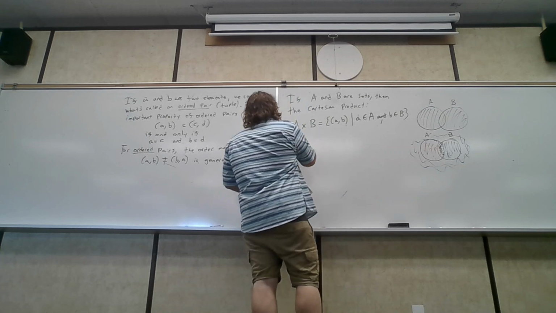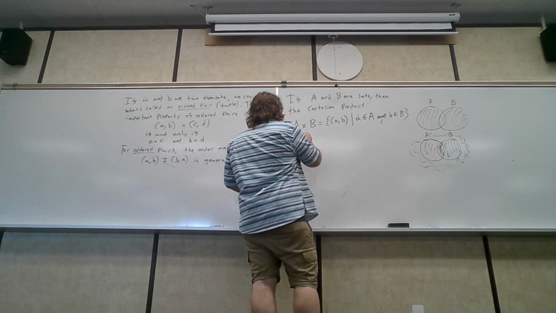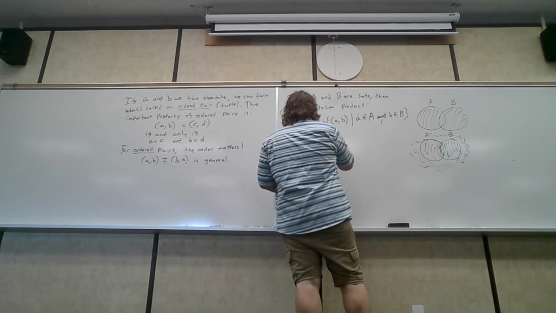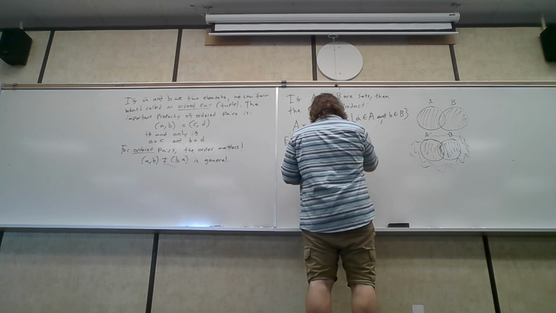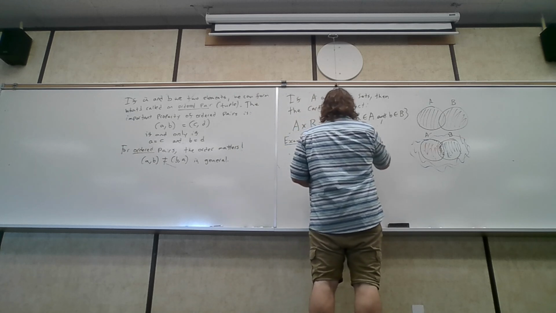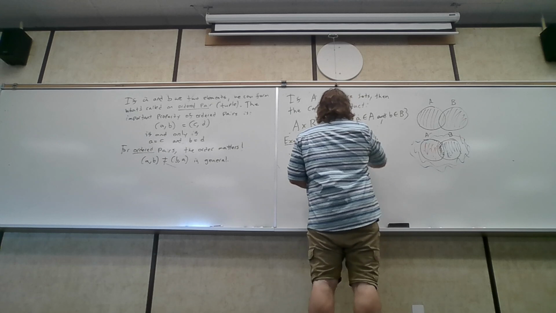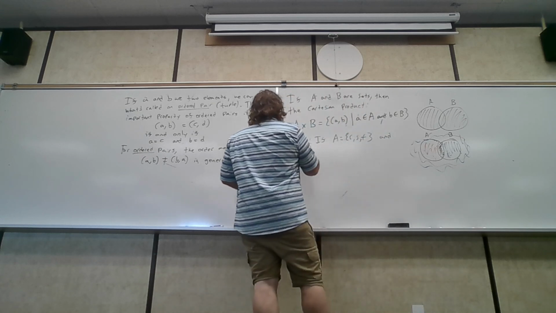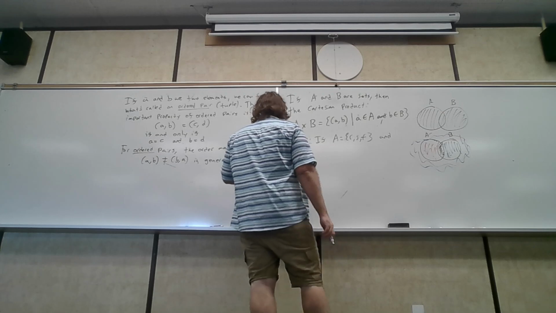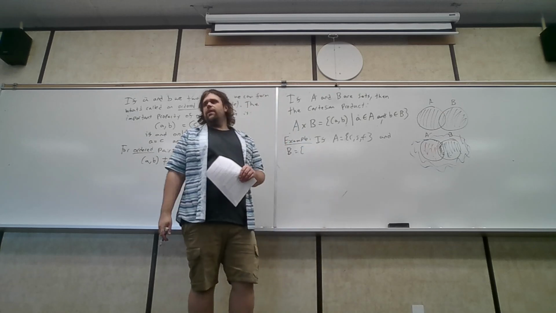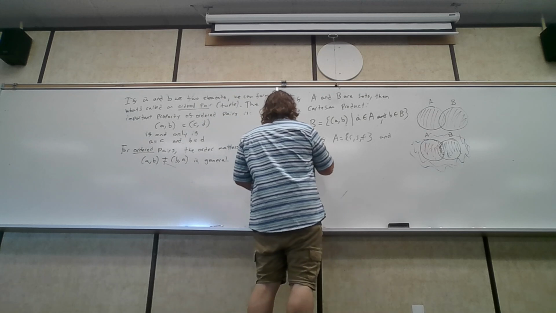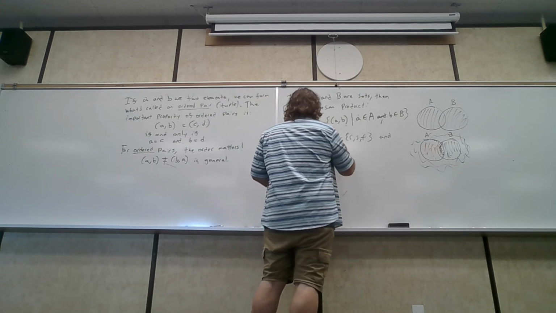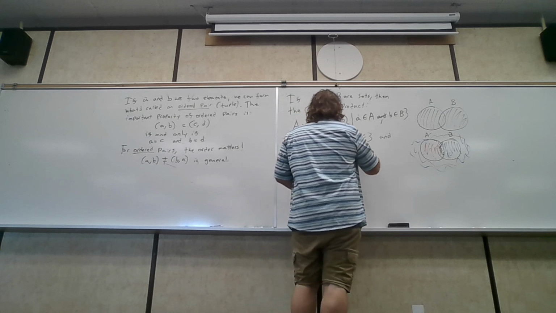So let's look at an example. If A is equal to {R, S, T}, and B is equal to, give me a fruit. Okay. Give me another one. Like strawberries. I mean, I like apples too, but.